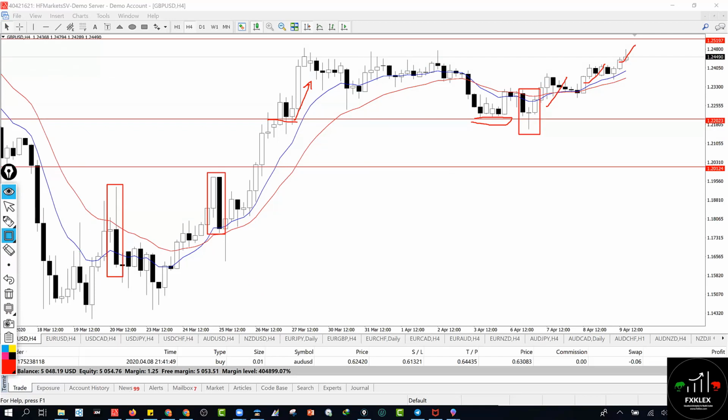So let's move on our chart so we can discuss the next one. The next candle formation we're going to be discussing now is the three white soldiers. Have you heard that before? Three white soldiers. Okay, I'm going to show you.